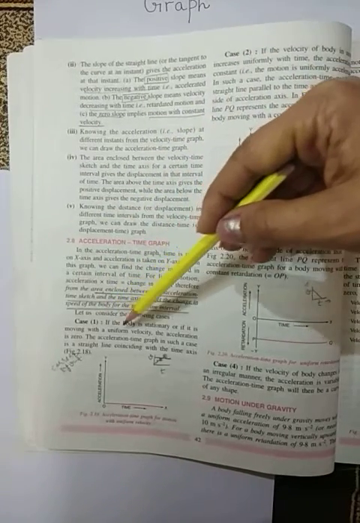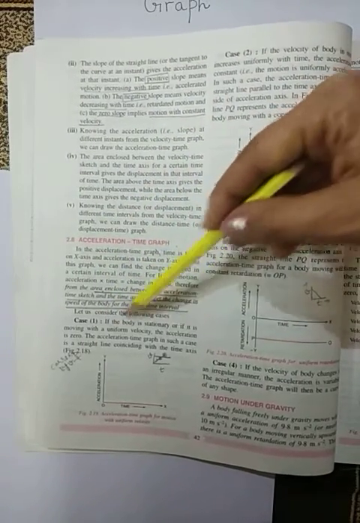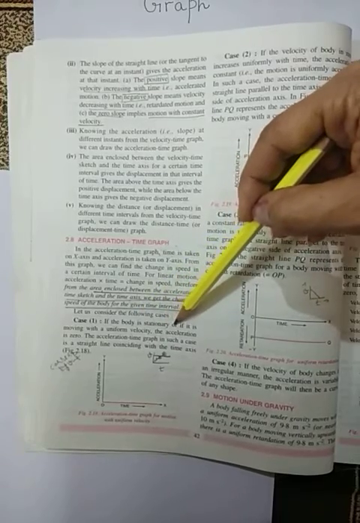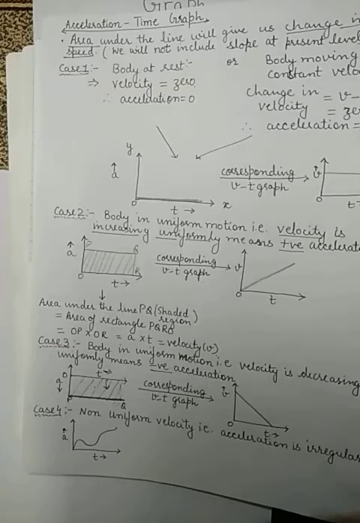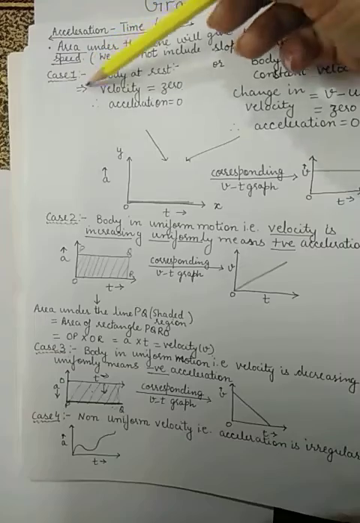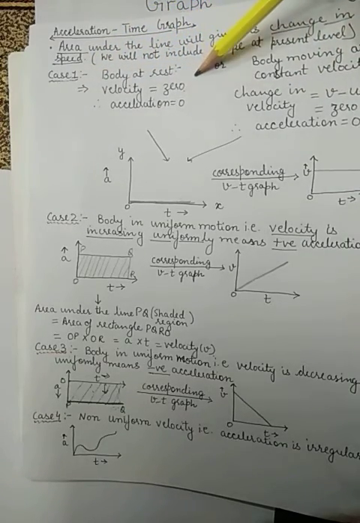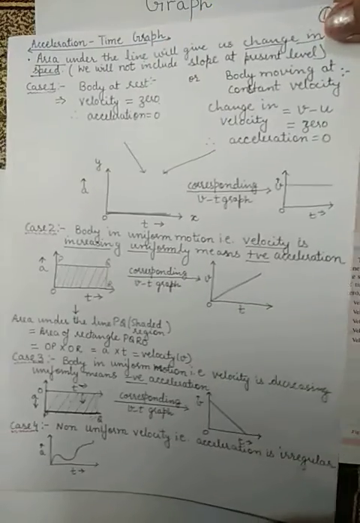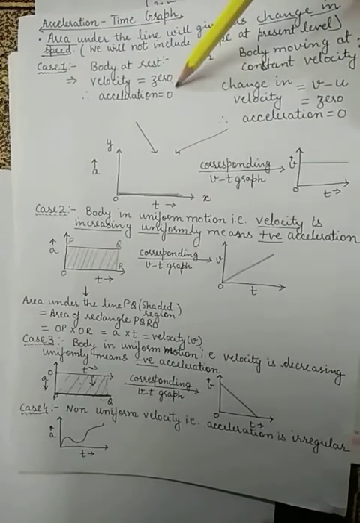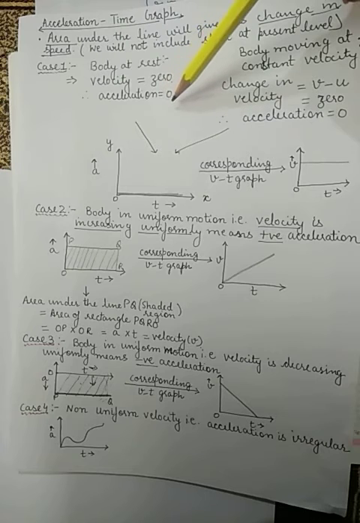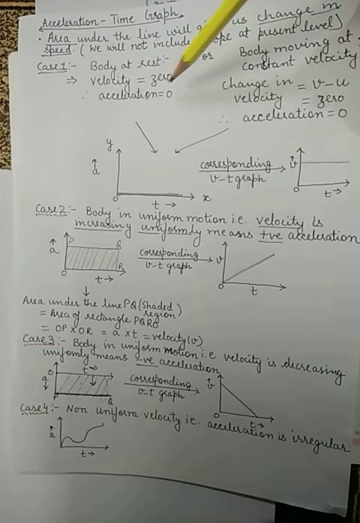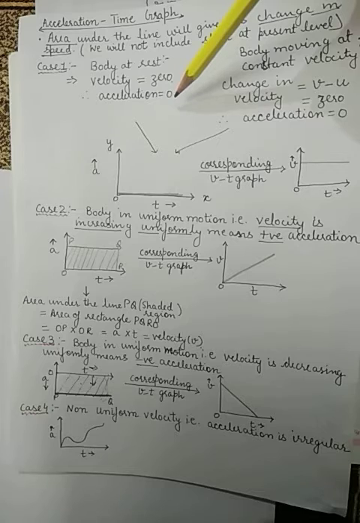Case 1, the body is stationary. Underline this. The body is stationary. When we say the body is stationary, it means the body is at rest. The body is not moving, and anything which is not moving means velocity is 0. And we know that acceleration is a quantity which depends upon the rate of change in velocity. When there is 0 change, it means acceleration in the body is 0.